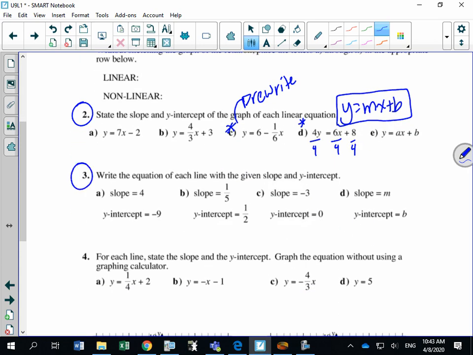Number 3, write the equation of each line. The equation of a line is y equals mx plus b. So just to show you, always write this first, mx plus b. Slope, they want my m value to be 4, so y is equal to 4x. My y-intercept, that's my b value, minus 9. And you'd be done A. So now you could do B, C, and D.